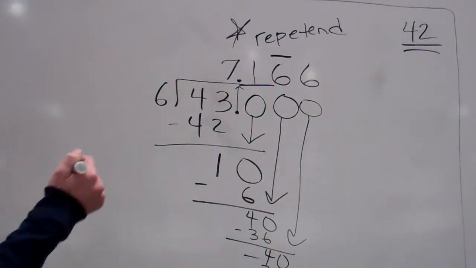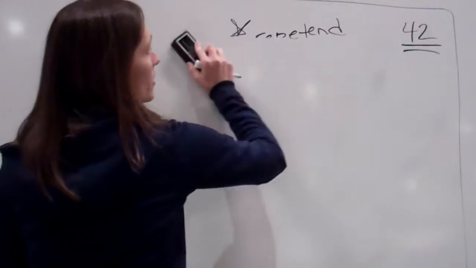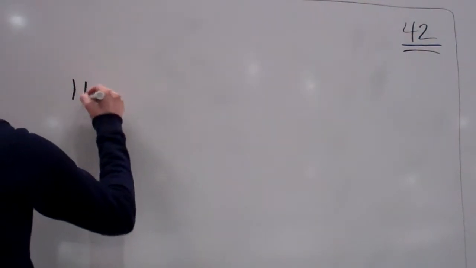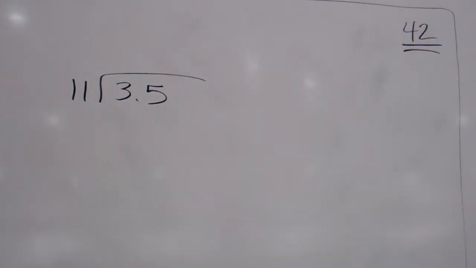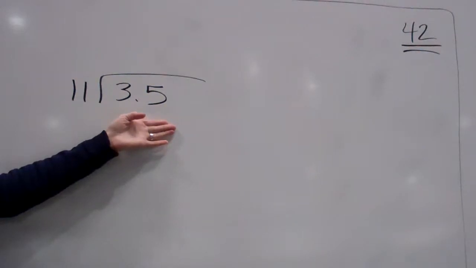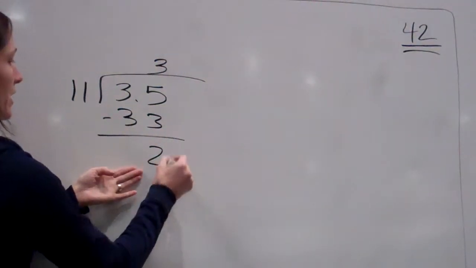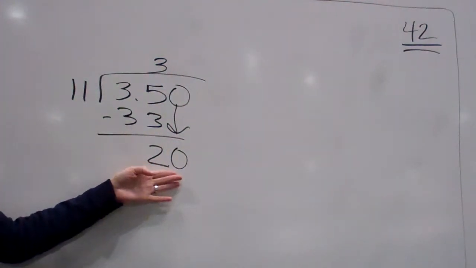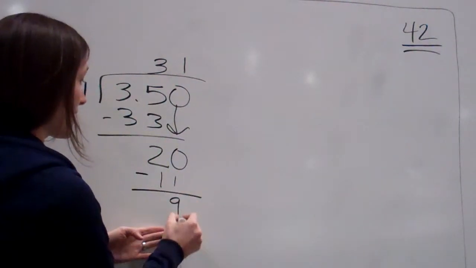Now, I'm going to go in and do another one because I want you to see what happens when there is more than one number. Okay? So I've got 11 goes into 35. All right? So let's work this one out. 11 goes into 35 how many times? 3. 3 times 11, 33. Bring down 2, add a 0. Everything like we were doing. 11 goes into 20. How many times? Once. Very good. I end up getting 9.